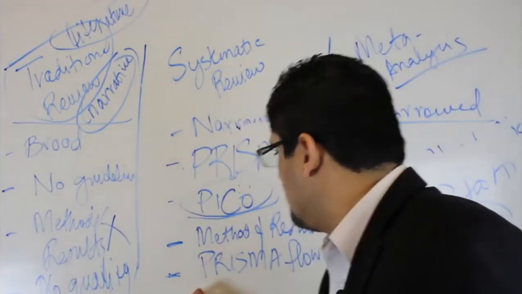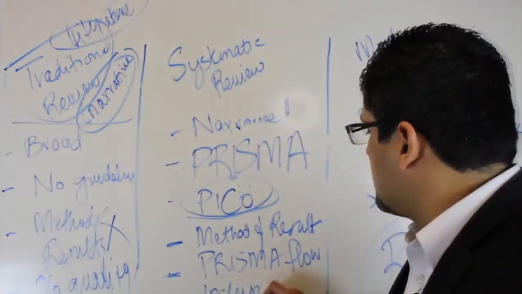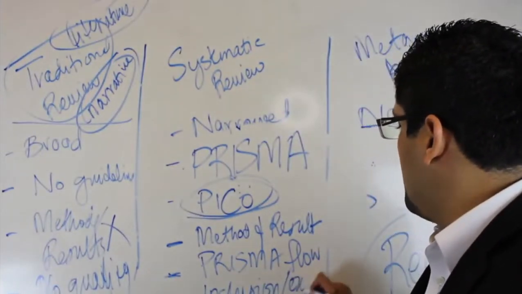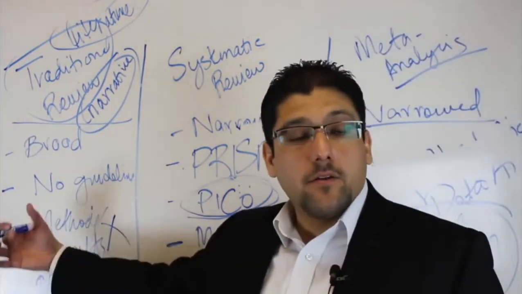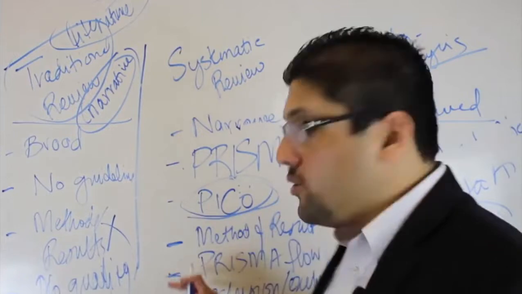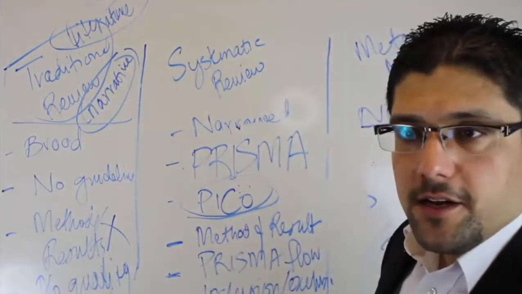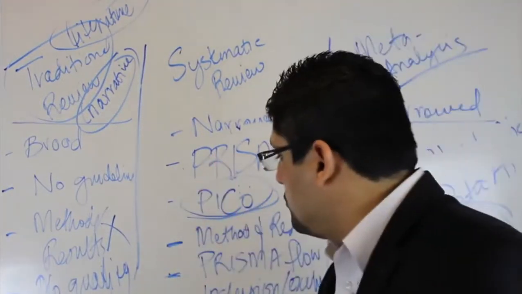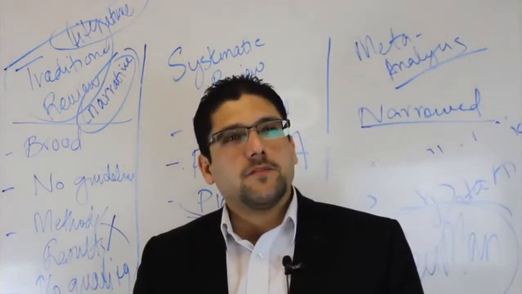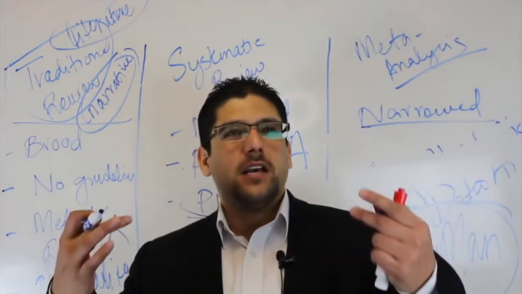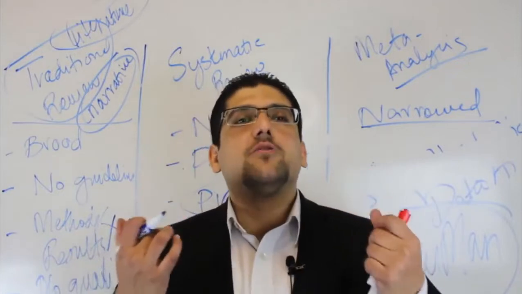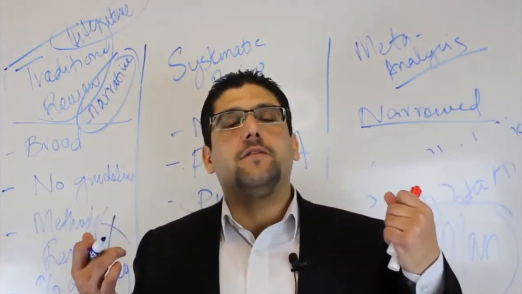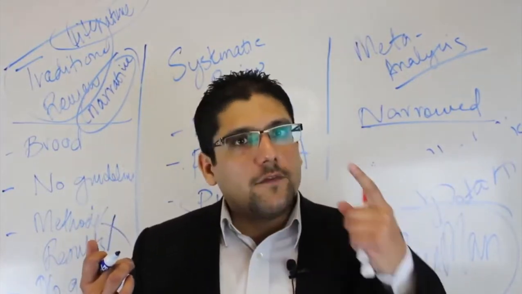Now, what else? You have a robust inclusion-exclusion criteria. Here you had an option whether to keep an inclusion-exclusion criteria or not, but here you must have an inclusion-exclusion criteria, and it is also required by PRISMA. So you have an inclusion-exclusion criteria that, for example, my focus will be male patients or heart failure patients. So you have a strict inclusion-exclusion criteria, what kind of data you will collect.